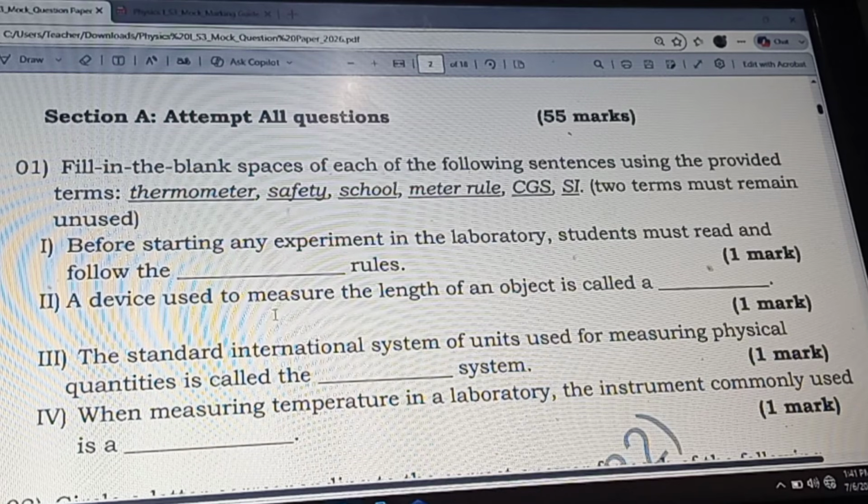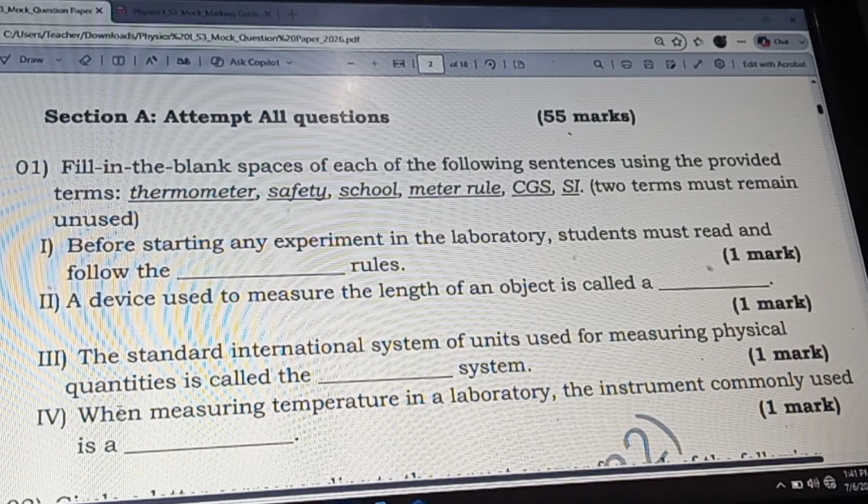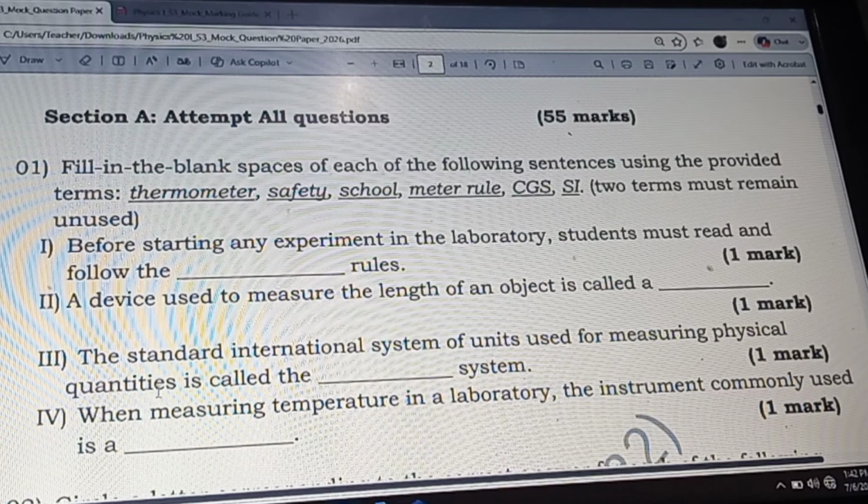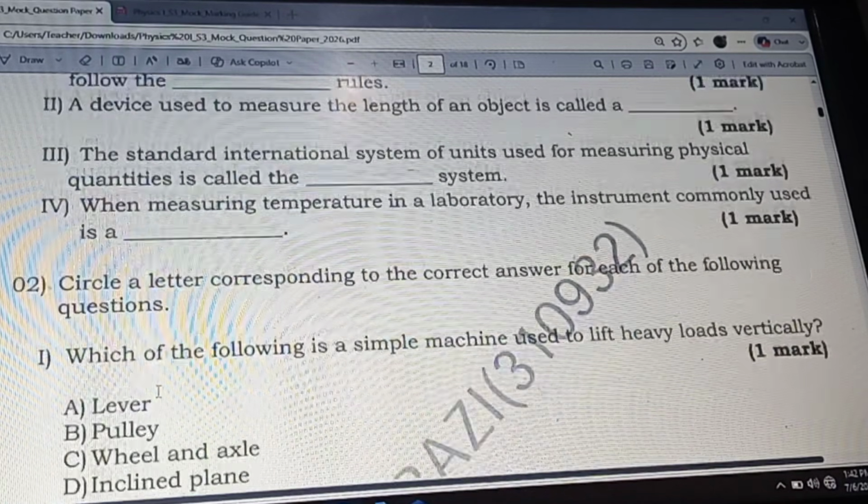II. A device used to measure the length of an object is called a metal rule. III. The standard international system of units used for measuring physical quantities is called the SI system. The best term we put here is this one, SI. IV. When measuring temperature in a laboratory, the instrument commonly used is a thermometer. A thermometer is the instrument used to measure temperature.